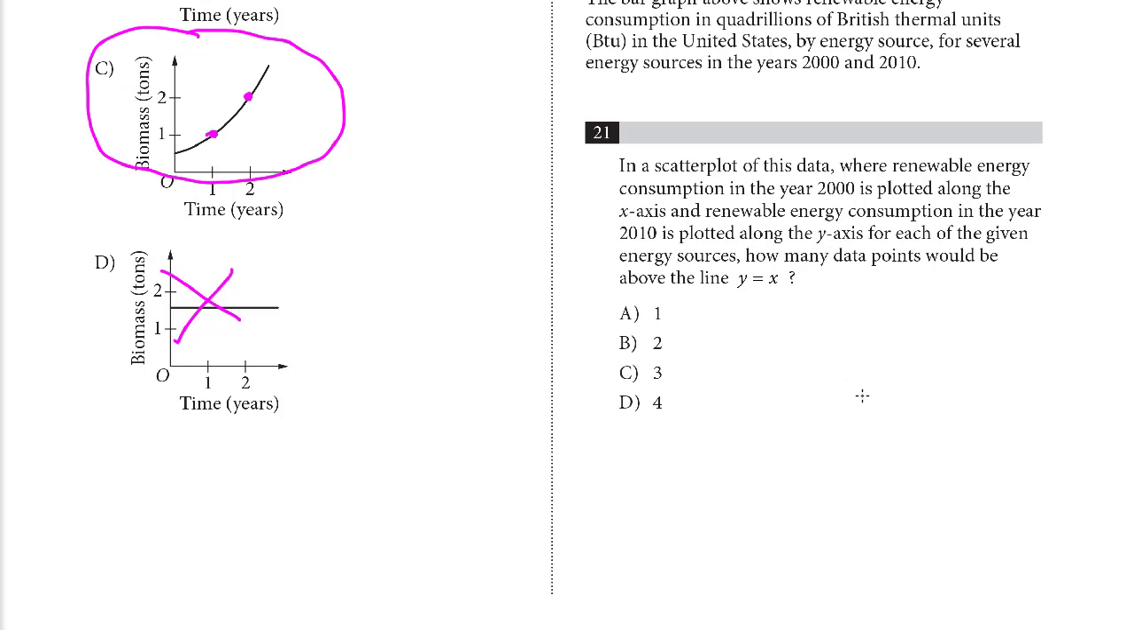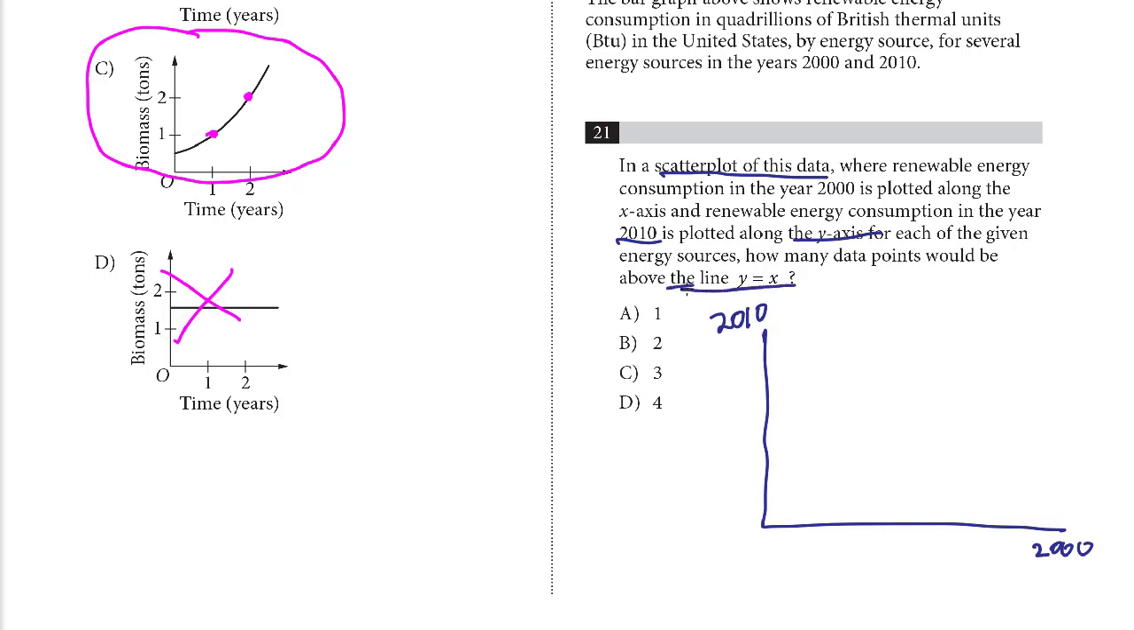In the scatter plot of this data, okay, the data above was a bar chart. It was not a scatter plot. So we need to plot a scatter plot in this case. Essentially, what would it look like? In year 2000, plotted along the x-axis, so we have 2000, the amount of renewable energy, and 2010 is plotted along the y-axis. Okay? So if we did a scatter plot, how many data points would be above the line y equals x?